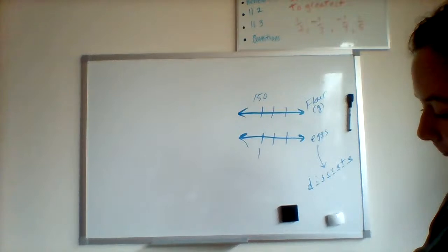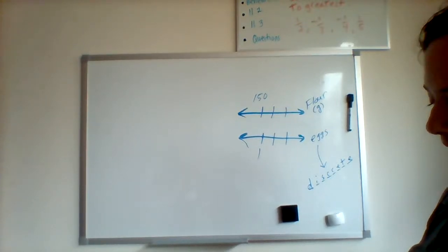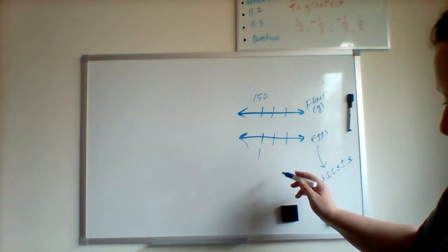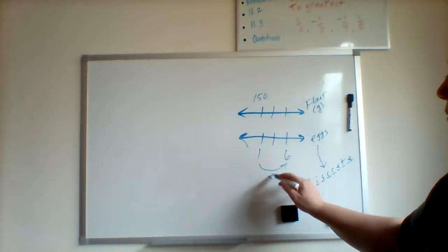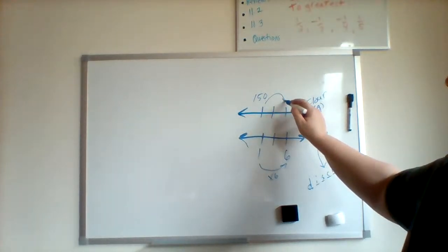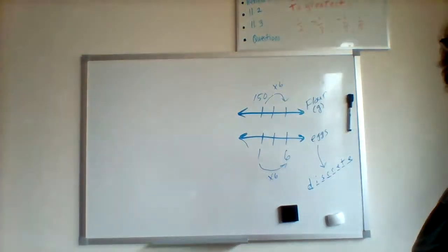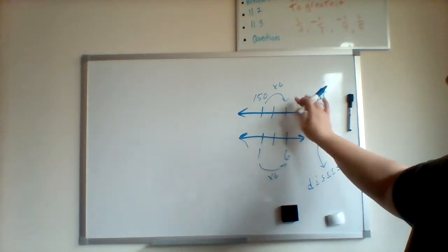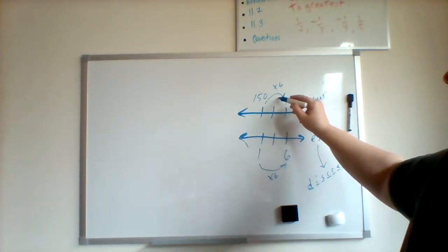In letter A, they're looking for 6. So to get from here to here, you multiply by 6. To get from here to here, multiply by 6. What is 150 times 6? You guys should have gotten 900.